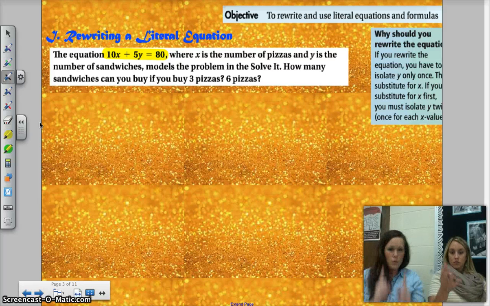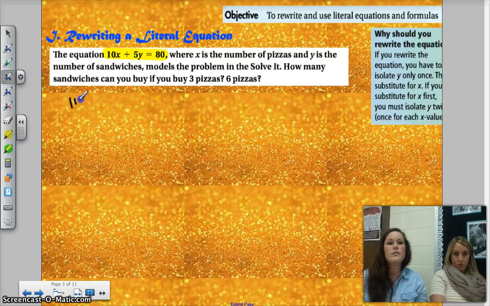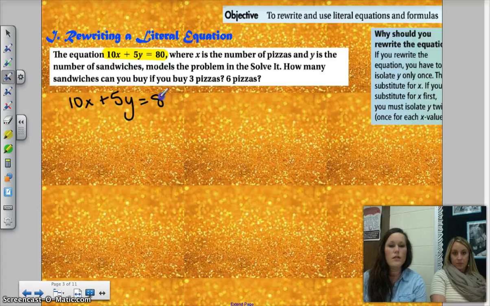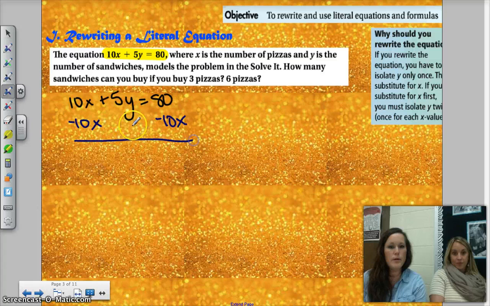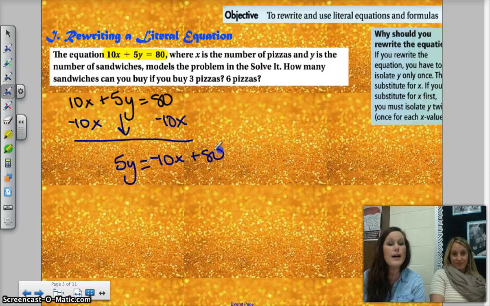So, first of all, change it to slope-intercept form. First we have 10x plus 5y equals 80. No big deal. We're going to just move the 10x to the other side, solving for slope-intercept form, like we said. Minus 10x. Bring down 5y. And then I have negative 10x plus 80.